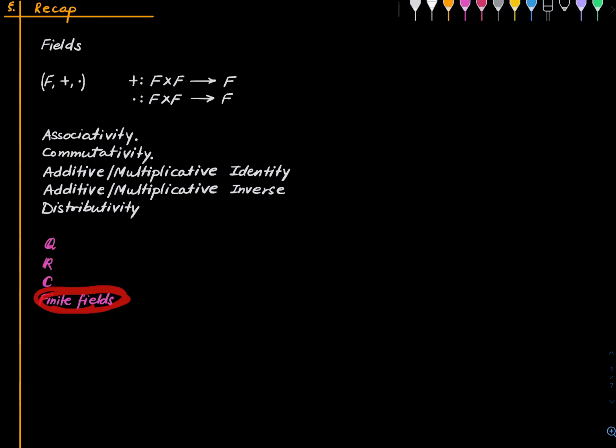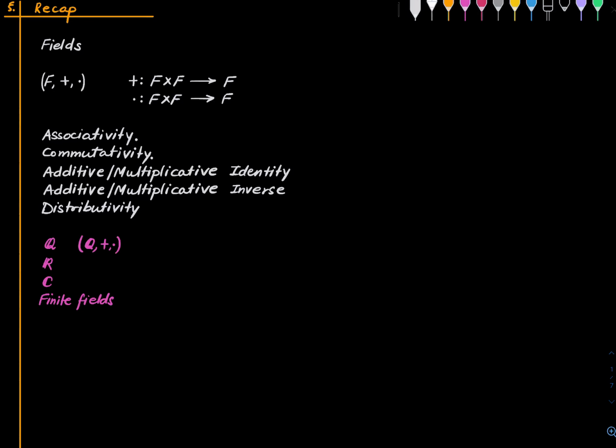Let me not say anything about finite fields because this is not what we will be discussing in this lecture series. In some other lecture series, this is going to be a very central character. But yeah, so when we say rational numbers is a field, again, we mean that this triple, Q, plus, and dot, where plus is the usual addition, dot is the usual multiplication, this is a field.